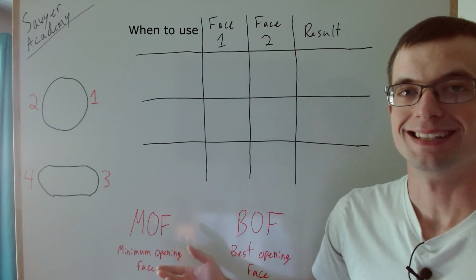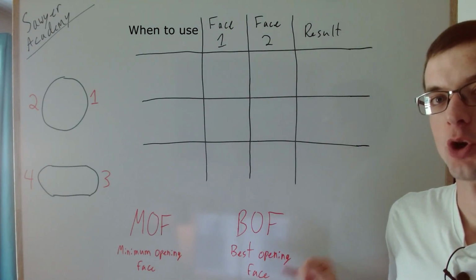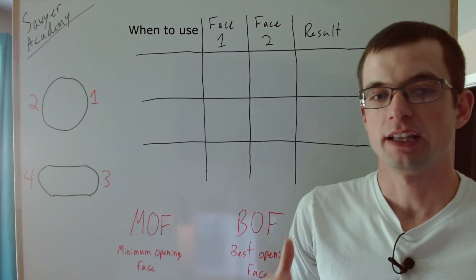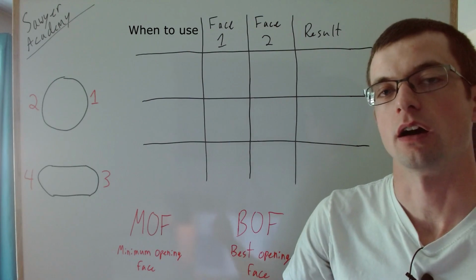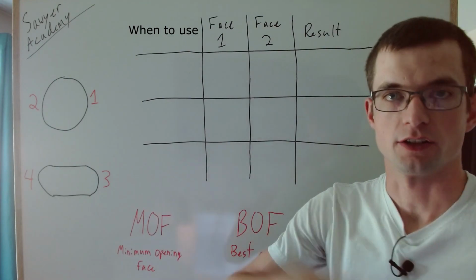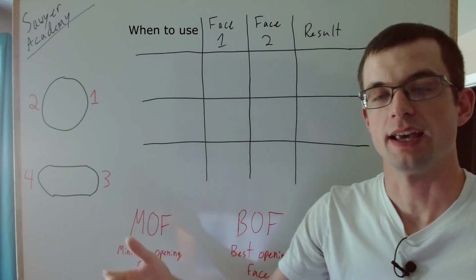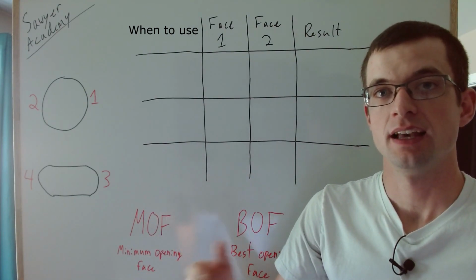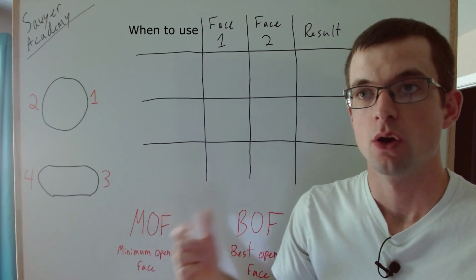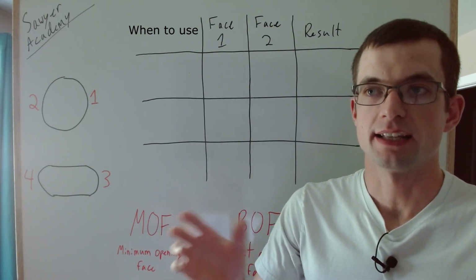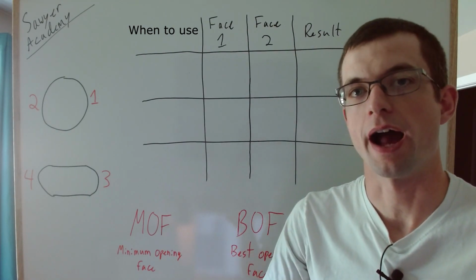So MOF is your minimum opening face, and BOF is your best opening face. These are really your two main options when you start cutting a log. After your first cut, your slab is removed, and what you're left with is a log with an opening face. That opening face is either a best opening face, a minimum opening face, or, let's say in old school sawmills or portable sawmills, you're more eyeballing it.